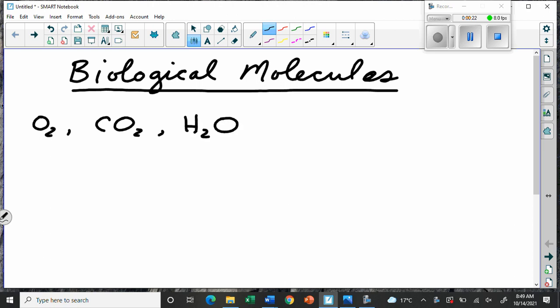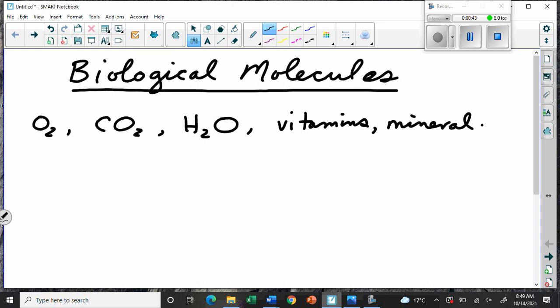Those are very small, tiny molecules made of only a few atoms. When we talk about biological molecules, they get very big. They become very large. And of course, we also talked a little bit about vitamins and minerals. So we've covered that much in our previous lesson.